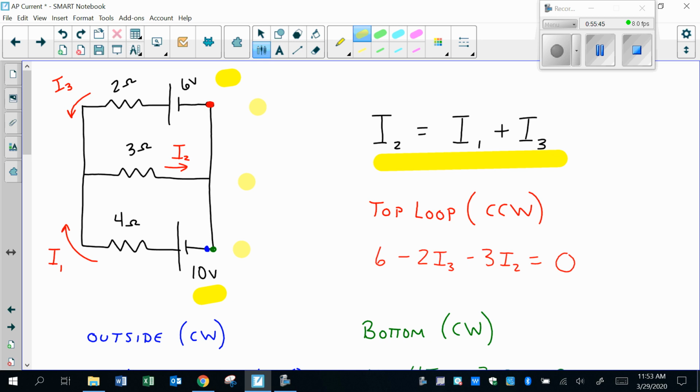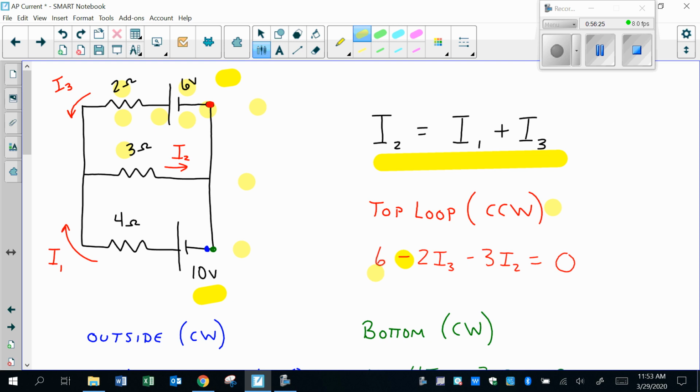Top loop. So I've got my top loop includes the 2, the 3, and the 6. If I start at the little red dot right there, I'm going to go counterclockwise, which means I go through the battery first. From low to high means it's a positive 6. Going with the current through a resistor is a drop. It's like going through a rapid. So I go through that, so that's going to be a negative 2 times my current. This is I times R, which gives me V. I continue through. Now I'm going through the 3 in the direction of current I2, so I get negative 3 I2. So those all add up to give me 0.